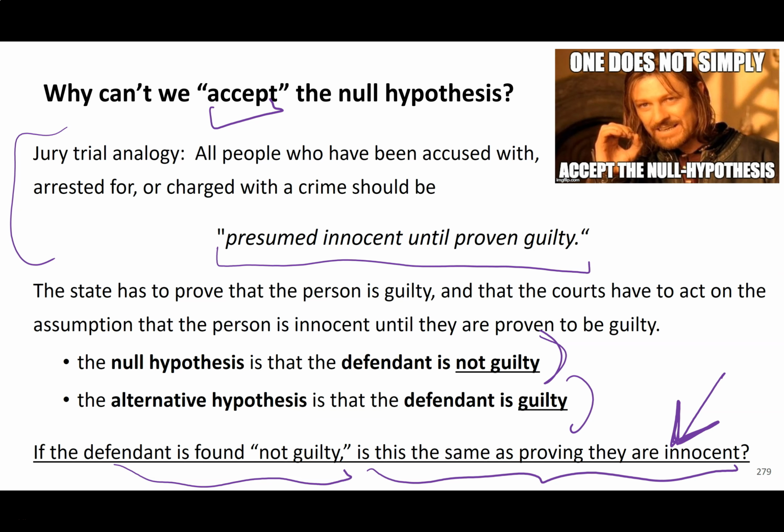A not guilty verdict could mean that the person is innocent. However, it could also be that there was not enough evidence to convict a guilty person. So when we fail to reject the null, we don't know which it is. We don't know if we failed to reject the null because the null is true, or if we just didn't have strong enough evidence. That's why we don't accept the null. We just reject it or fail to reject it. And that's the logic behind that.